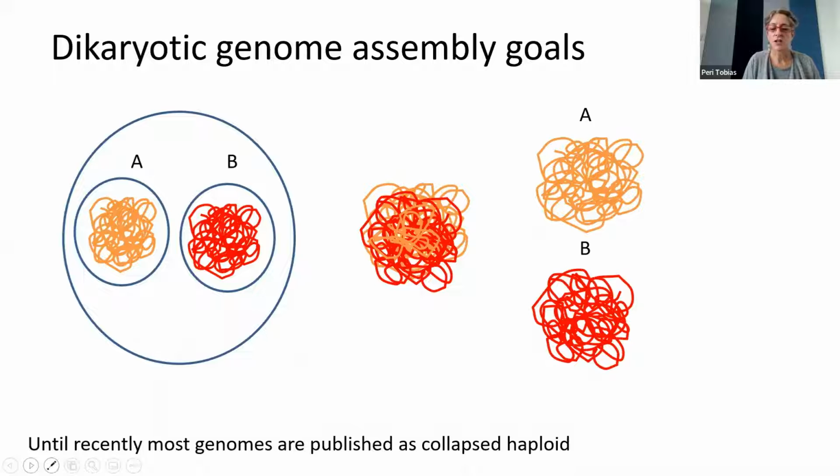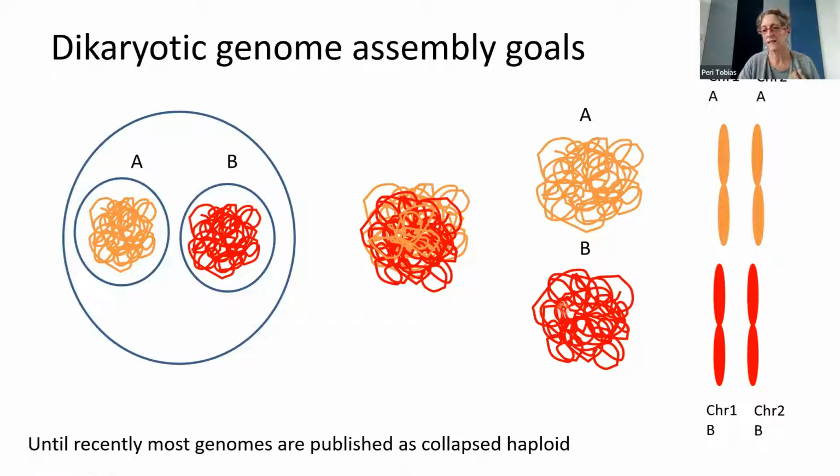Until recently, most genomes have been published as collapsed haploid genomes. So it's kind of a mixture of the two, but collapsed down into one version. So that's been the standard way to present a genome, but we're now moving forward, and really the new developments in the last sort of 4 years have been incredible in the way we can actually start deciphering these genomes into two separate genomes. This is really going to advance biology, I think, dramatically.